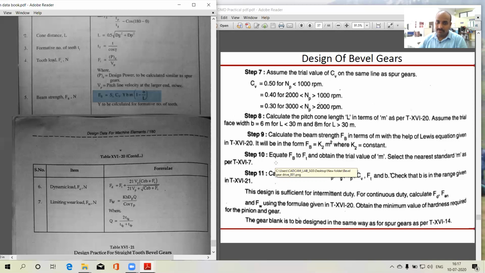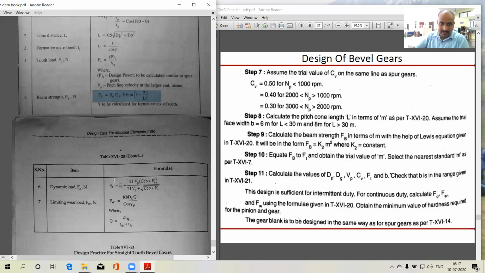Now using that module, which we got in step number 10, we can calculate all the parameters related with the module, like DP, DG, VP, CV, FT, B. All these parameters we can determine with the help of module. This design is sufficient for intermittent duty for the bevel gear. But for continuous duty, you need to calculate the dynamic load and endurance strength and wear strength also, using the formula given below that table, that is on page number 181.